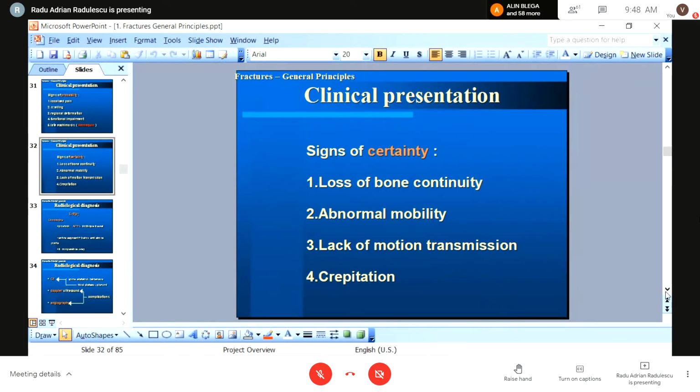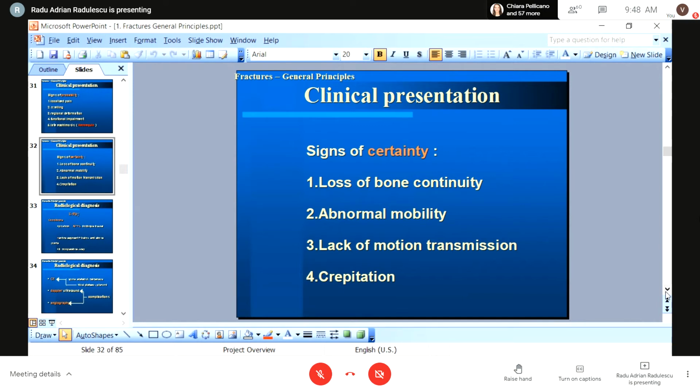Okay, and we have signs of certainty, which will be loss of bone continuity. Loss of bone continuity we may determine only in those bones which are located under the skin. So by palpation, for example, we can palpate the anterior rim of the tibia. The anterior rim of the tibia is located under the skin, so we can easily determine the lack of continuity of the tibia by palpation in a fracture at this level.